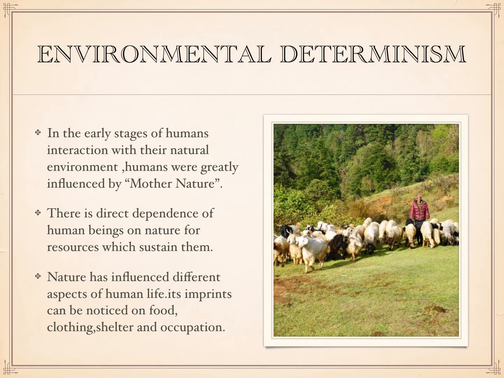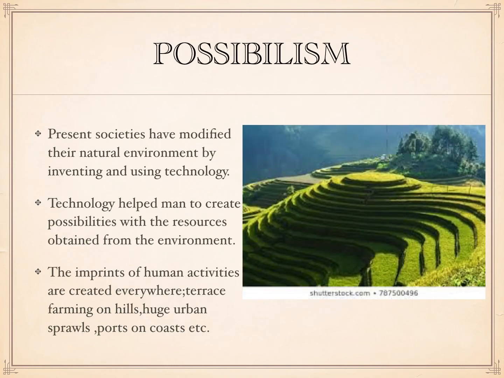The first one is environmental determinism. In the early stages of humans' interaction with their natural environment, humans were greatly influenced by Mother Nature. There is direct dependence of human beings on nature for resources which sustain them. In the picture, you can see a nomad moving from one place to another with the herds in search of pasture and water. So it means nature determines his movement. Nature has influenced different aspects of human life. Its imprints can be noticed on food, clothing, shelter, and occupation.